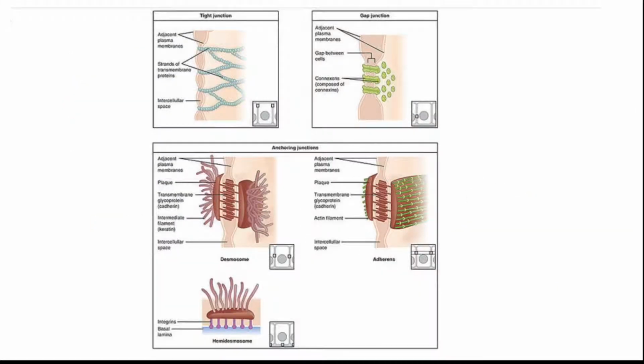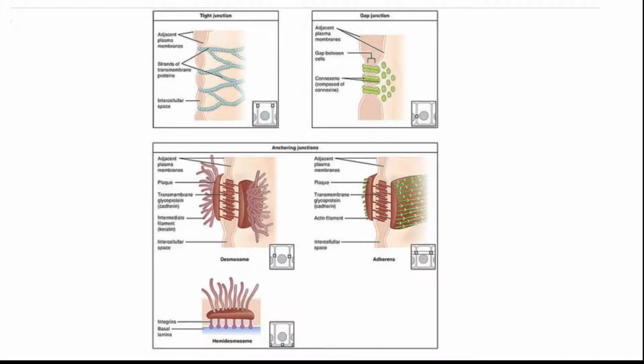So now I'm going to be talking about all 5 types of cell junctions. The first type of junction I'm going to be talking about is a tight junction, which you can see in the top left of the picture. What happens in a tight junction is it's easy to think about it almost like a zipper, and it will zip up and become very tight.